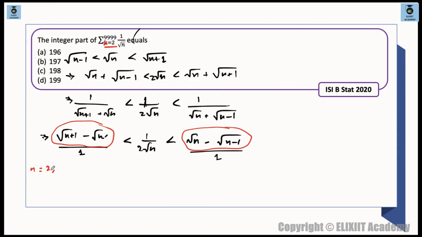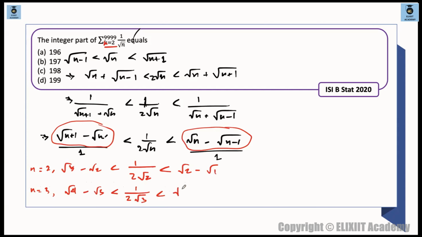So I put the value of n to be 2. This becomes square root of 3 minus square root of 2, less than 1 by 2 root 2, less than root over 2 minus 1. This is 1. Put the value of n to be 3. So this becomes root over 4 minus root over 3, less than 1 by 2 times root over 3, less than root 3 minus root over 2, and so on and so forth.